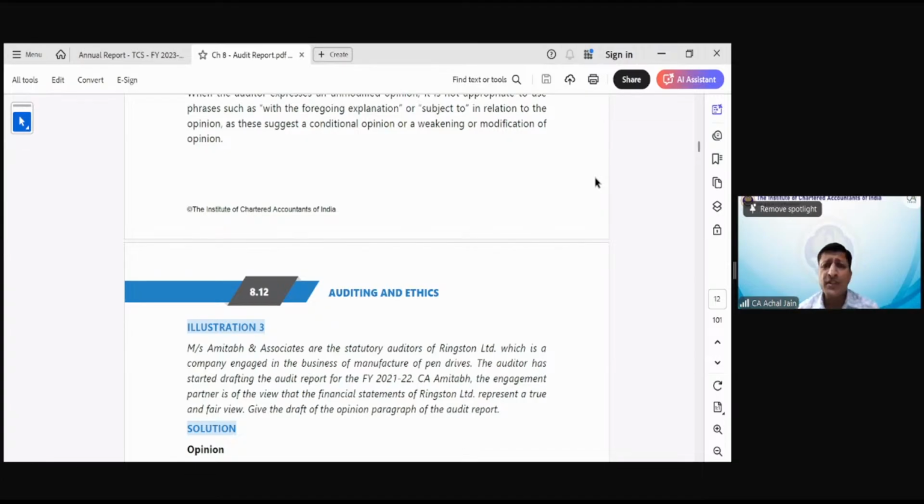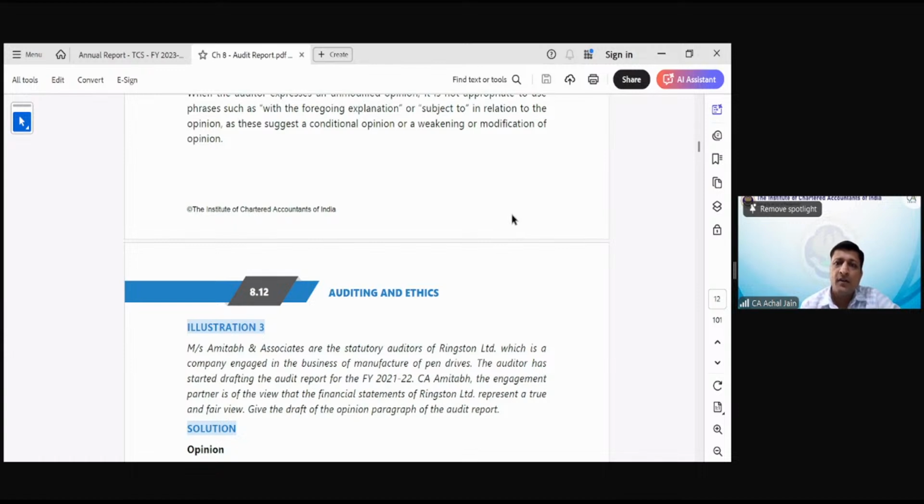So don't worry about the language. You may be thinking, sir, we may not be able to match the exact language. It doesn't matter. So just try to do this quickly. Over to you quickly. So should we go to the solution? Yes, quickly. Should we go to the solution then?